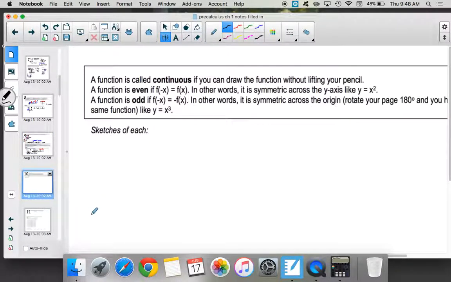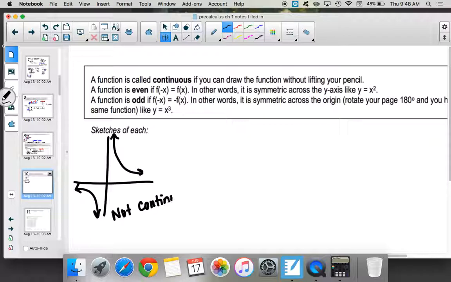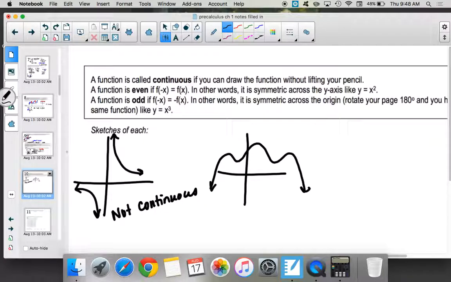Okay, so a continuous function. A function is called continuous if you can draw the function without lifting your pencil. So something that would not be continuous would be something like 1 over x squared. This is not continuous. A continuous function is something where I never had to lift my pencil to draw it. Okay, so this is continuous.